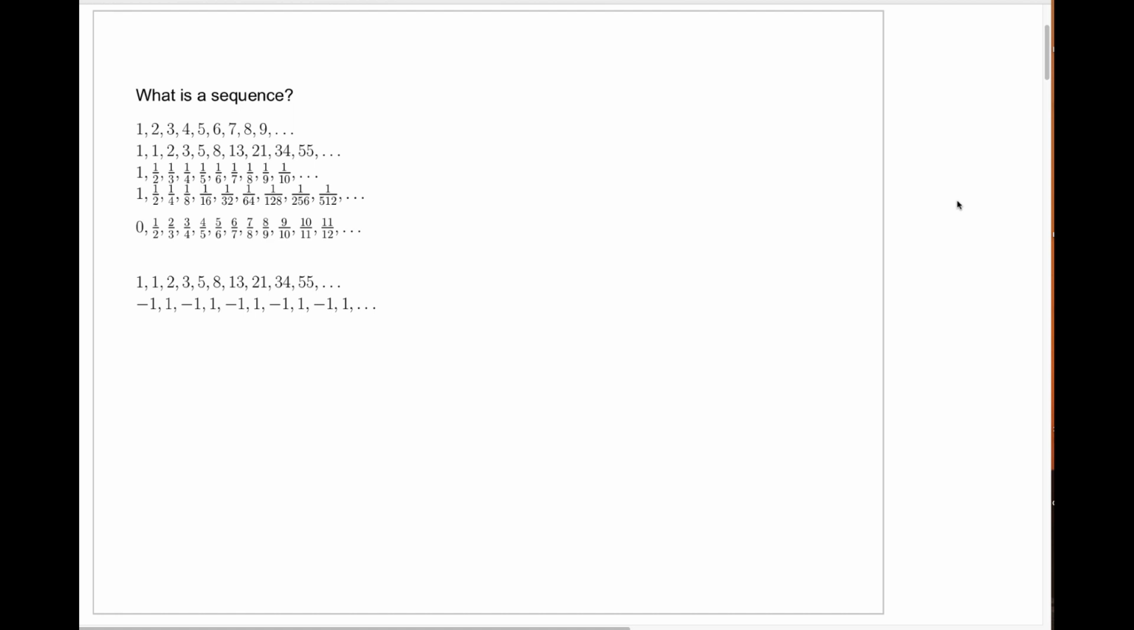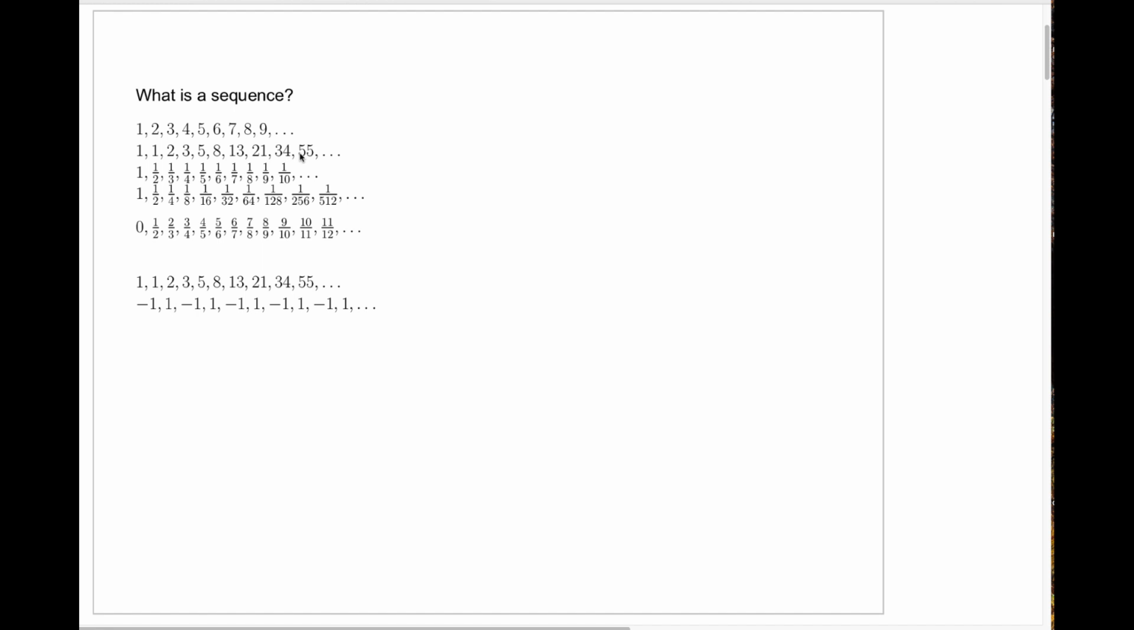We're going to introduce the notion of a sequence. What is a sequence? Well, a sequence is just a list of numbers. Here we see one of the most natural sequences, a sequence that every child learns when they're very young. It's the sequence of natural numbers, 1, 2, 3, 4, 5, 6, 7, 8, 9, etc. There are many other sequences that we'll talk about.